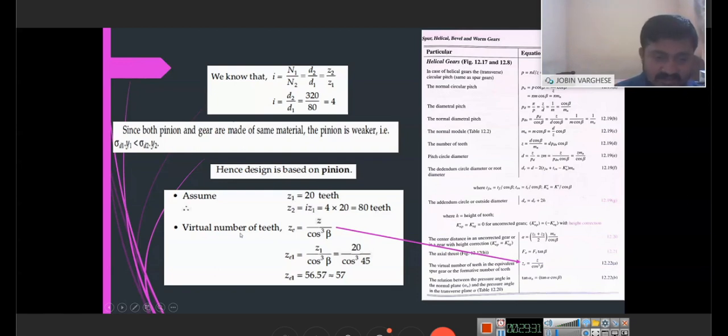Now, second is the virtual number of teeth, where you can find the virtual number of teeth on page number 211, that is 12.228.